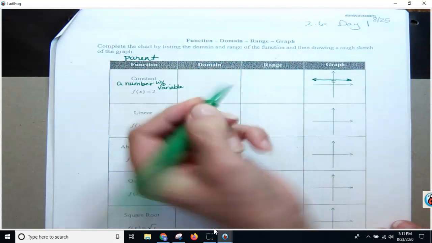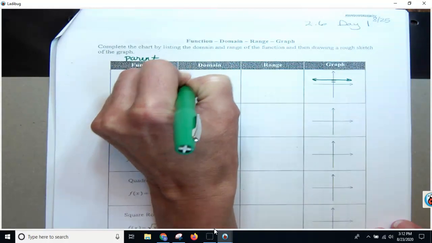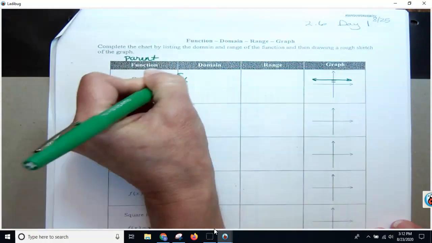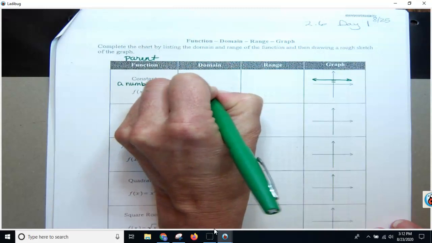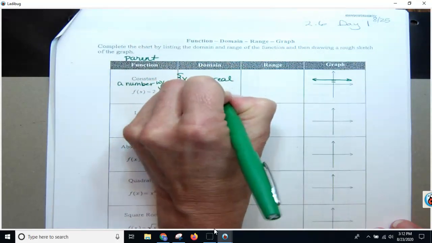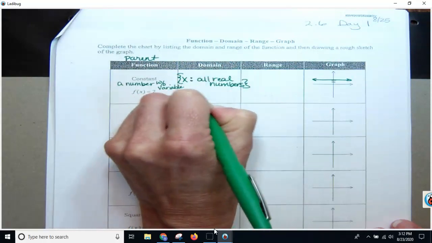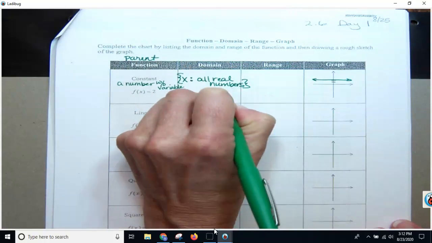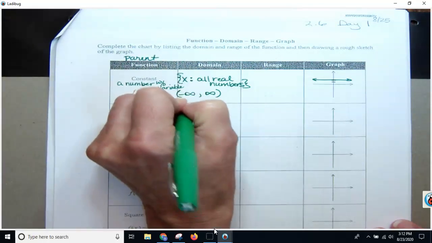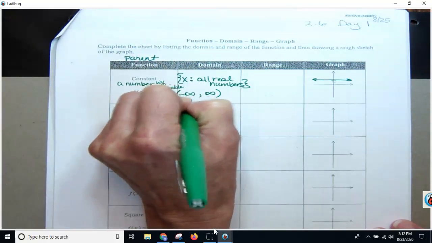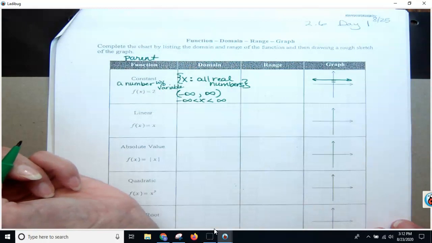And our domain, you'll notice our x coordinates are going to be all real numbers. So you can say x, these little squiggly brackets mean the set of, and you can either write all real numbers, or you can write negative infinity, positive infinity. Here you've got your interval notation, and then you've got your inequality notation like this. So all of those are correct.